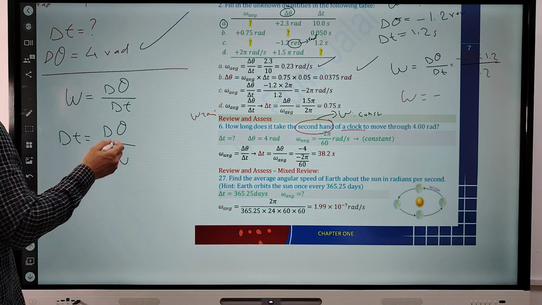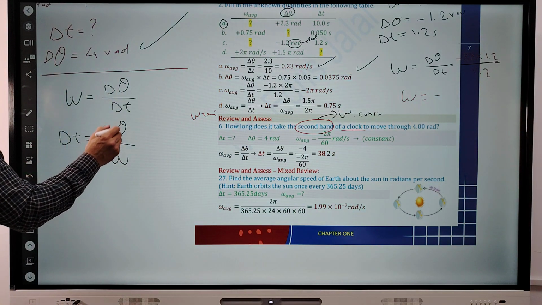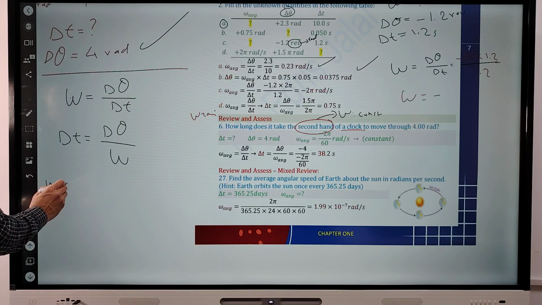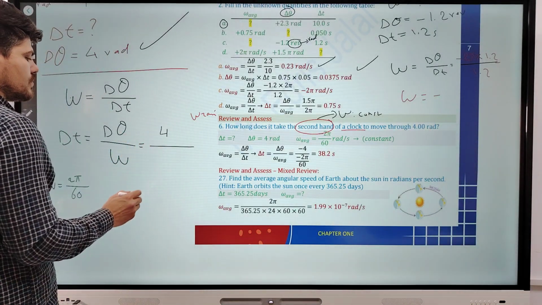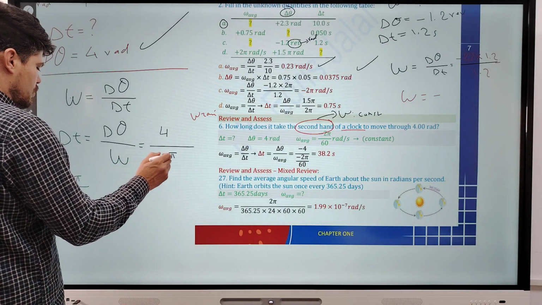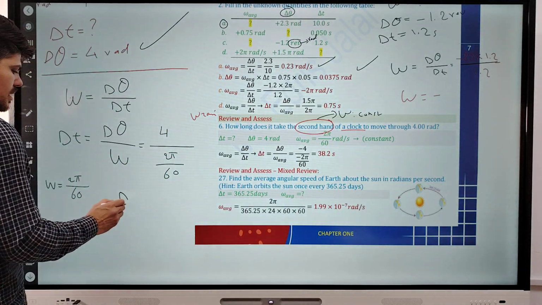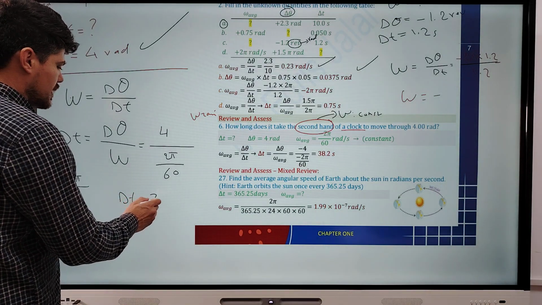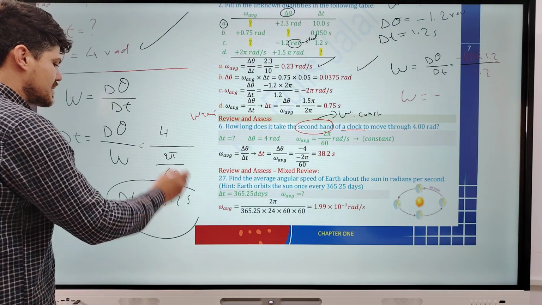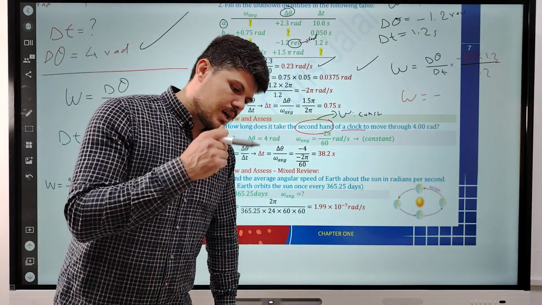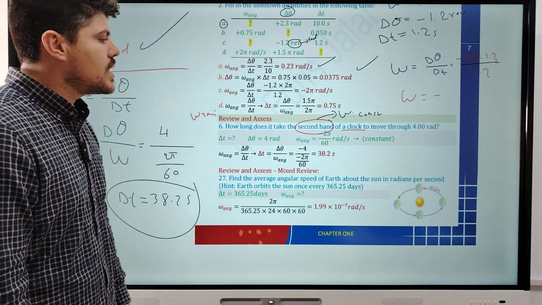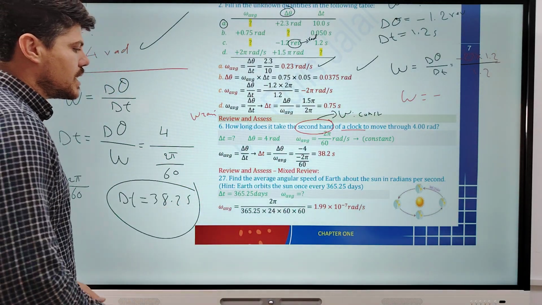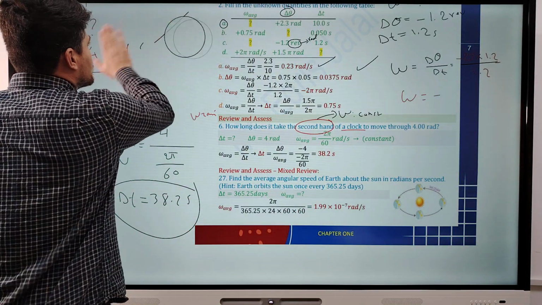How can you find this value of the omega? Omega is equal to theta divided by t, 2 pi divided by 60. So you can replace. Theta was given as 4. Angular speed is equal to 2 pi divided by 60. Rearrange, and it is equal to 38.2 seconds. So how long does it take for the second hand to move through 4 rad? It takes 38.2 seconds.